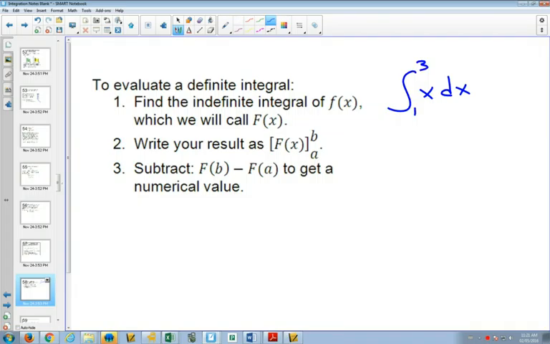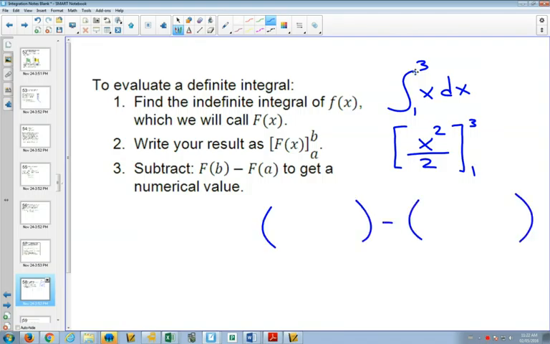What are we going to do for our notation? First of all, we're going to do the integral. The integral of x is x squared over 2. We're going to put that in square brackets and write 1 and 3 right beside it. So that's step number 2: write your result, get your integral, and write it from 1 to 3. Then you're going to subtract the results. So if I plug in 3, I'm going to get 9 over 2. And if I plug in 1, I'm going to get 1 over 2. And when I subtract those, I get an area of 4.